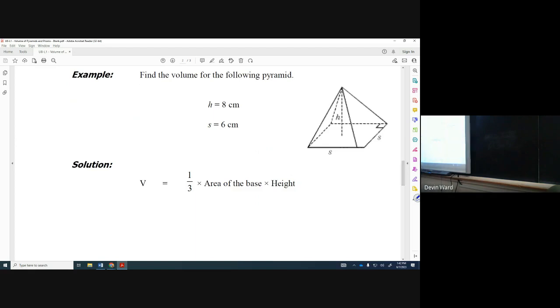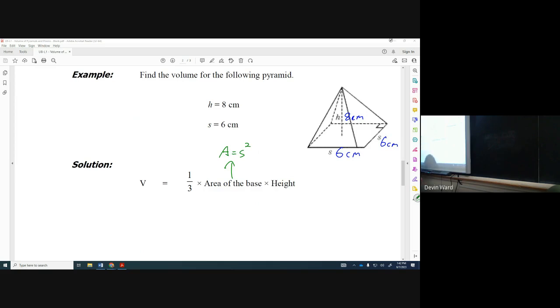So we want to find the volume for the following pyramid. We have a square-based pyramid, so each side is 6 centimeters, 6 centimeters, 6 centimeters. And my height is 8 centimeters. The volume of a pyramid is 1/3 times the area of the base times the height. The area of the base, since this is a square, is the side length squared.